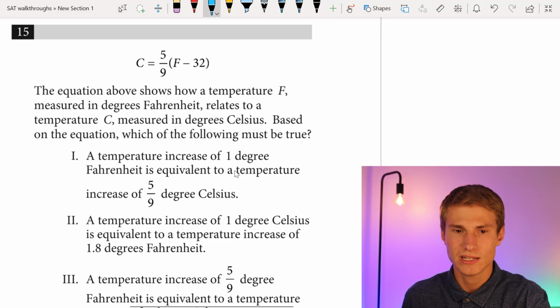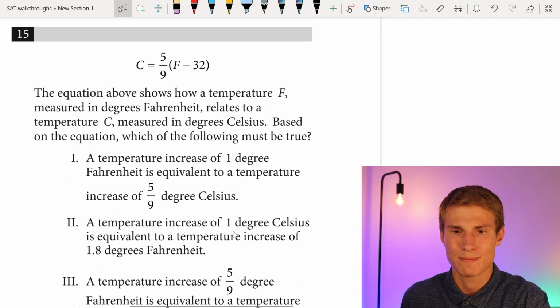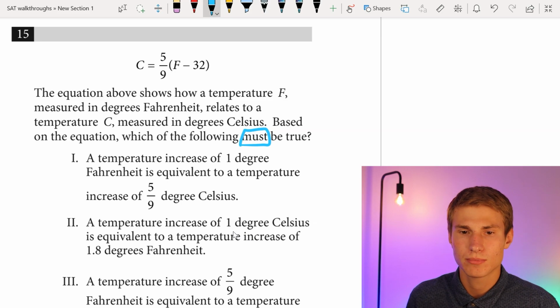All right, question number 15. We've got, once again, a series of statements. We have to identify which ones are true, or which ones must be true. Keep in mind that's a key part here, must be true. All right, 15. The equation above shows how a temperature F measured in degrees Fahrenheit relates to a temperature C measured in degrees Celsius. Based on the equation, which of the following must be true?